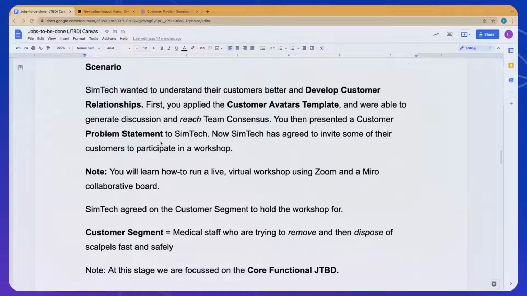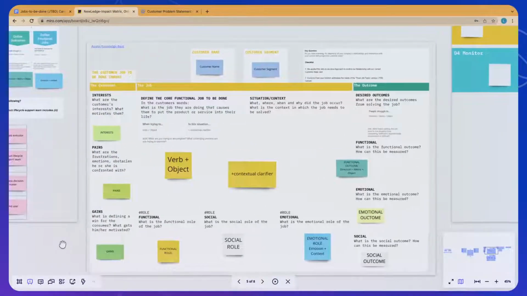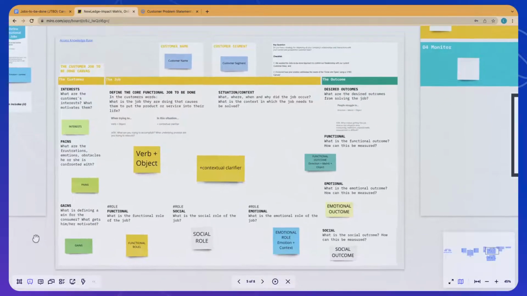Obviously now workshops are all live, virtual. So we've got a great tool. We're going to use Miro collaborative boards and I'm going to give you access to those. Simtech agreed on the customer segment to hold the workshop for. So let's switch across to our Miro collaborative board. Obviously you'll be given access to these collaborative boards because we complete them together in real time during the masterclass.